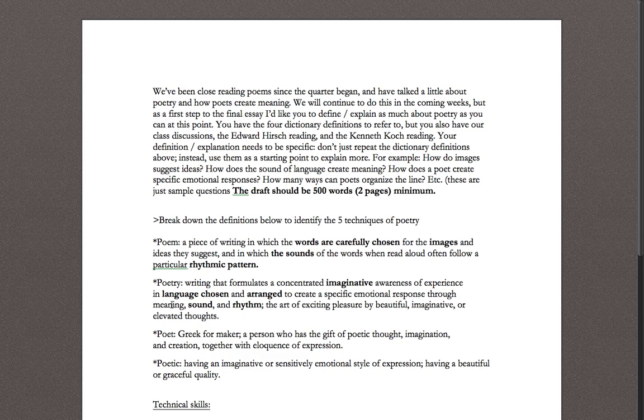You have the 4 dictionary definitions to refer to, but you also have our class discussions, the Edward Hirsch reading, and the Kenneth Koch reading. Your definitions and explanations need to be specific. Don't just repeat the dictionary definitions above. Instead, use them as a starting point to explain more. For example, how do images suggest ideas? How does the sound of language create meaning? How does a poet create specific emotional responses? How many ways can poets organize the line, etc.?